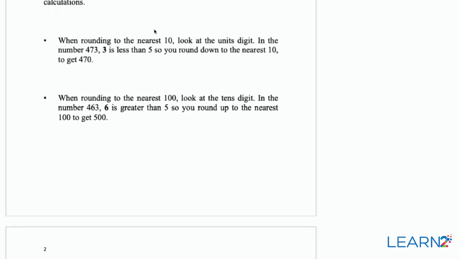If we need to round the number 473 to the nearest 10, what you want to do is look at the units. And 3 is less than 5. So if we want to round 473 to the nearest 10, it would just become 470.